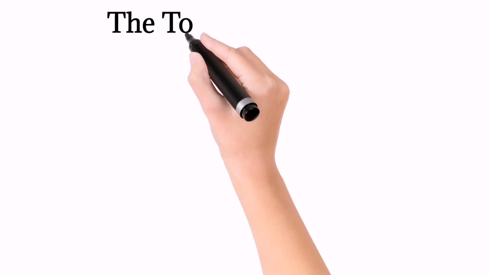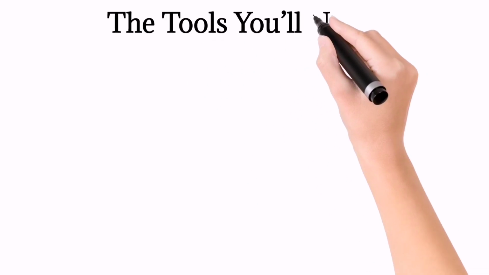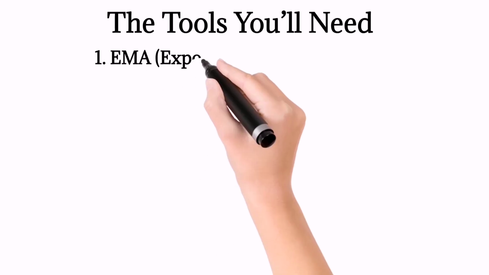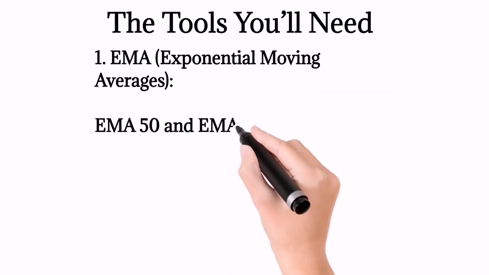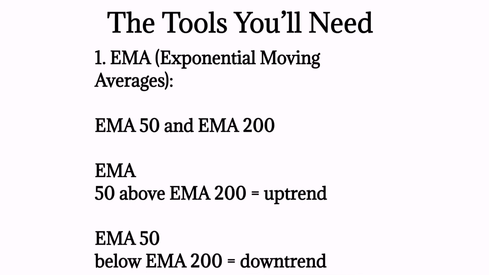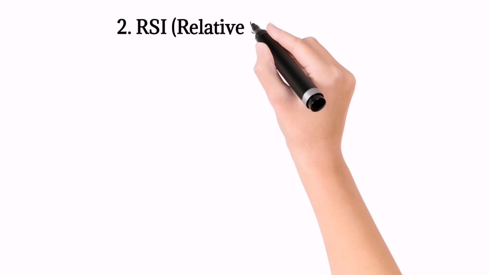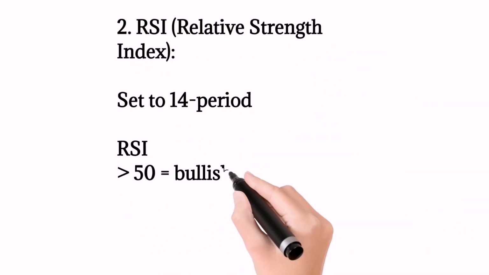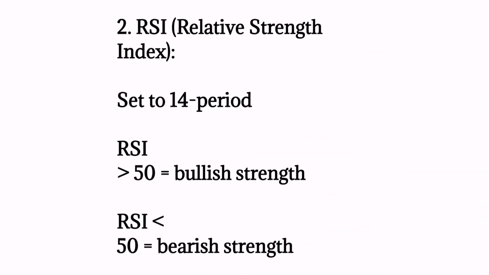The tools you'll need: this strategy uses just three indicators and candlestick confirmation. 1. EMA, exponential moving averages, EMA 50 and EMA 200. EMA 50 above EMA 200 equals uptrend. EMA 50 below EMA 200 equals downtrend. 2. RSI, relative strength index, set to 14 period. RSI above 50 equals bullish strength. RSI below 50 equals bearish strength.